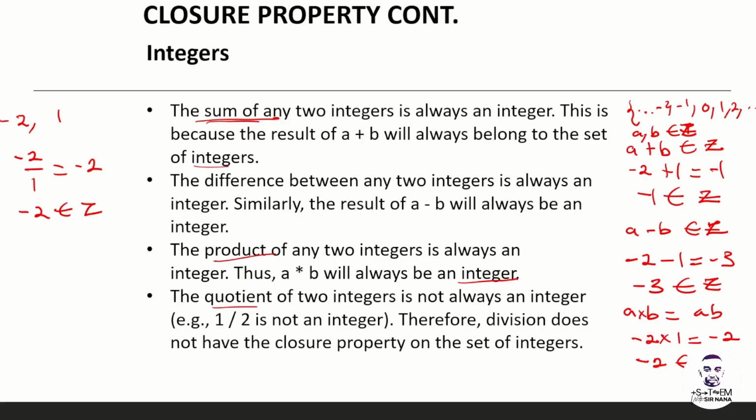How about if we turn it the other way around? That gives us 1 over -2, and that is -1/2. And we know that -1/2 does not belong to the set of integers, because -1/2 is a rational number, right? So it means that for division, we will not get all results belonging to the set of integers. So it is not closed under division when it comes to integers.